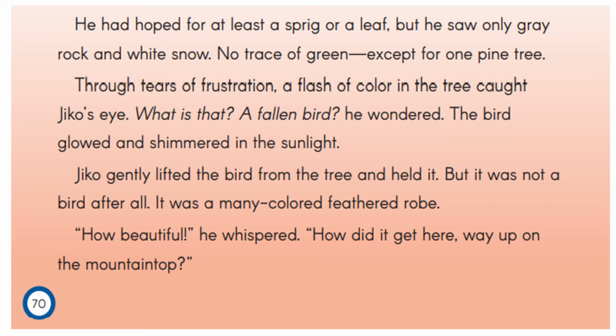He had hoped for at least a sprig or a leaf, but he saw only grey rock and white snow, no trace of green except for one pine tree. Through tears of frustration, a flash of color in the tree caught Jiko's eye. What is that? A fallen bird? He wondered. The bird glowed and shimmered in the sunlight. Jiko gently lifted the bird from the tree and held it, but it was not a bird after all. It was a many-colored feathered robe. How beautiful, he whispered. How did it get here, way up on the mountain top?